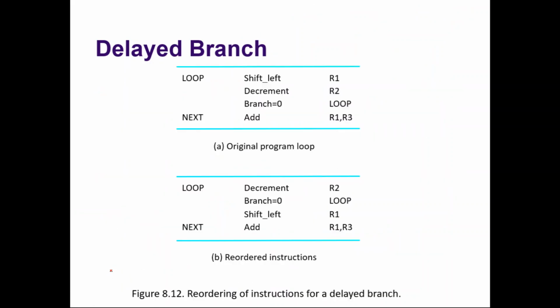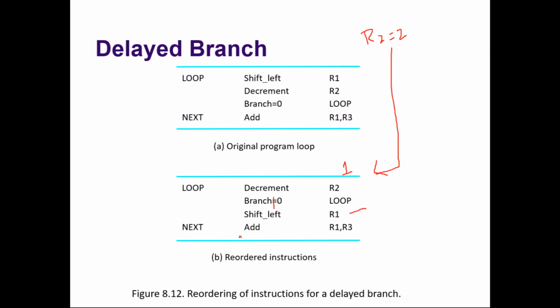For the last 2 levels, assume that R2 is 2. So if R2 is 2, what will happen? Consider this one, decrement R2, that is R2 becomes 1. Branch not equal to 0. If it is not equal to 0, loop. So the loop will be taken, and shift also will execute, because in spite of whether the loop is taken or not, shift will execute. And then what will happen?